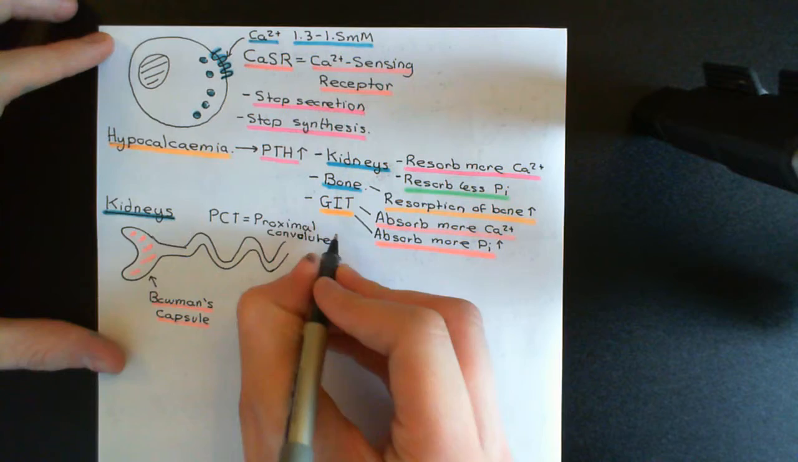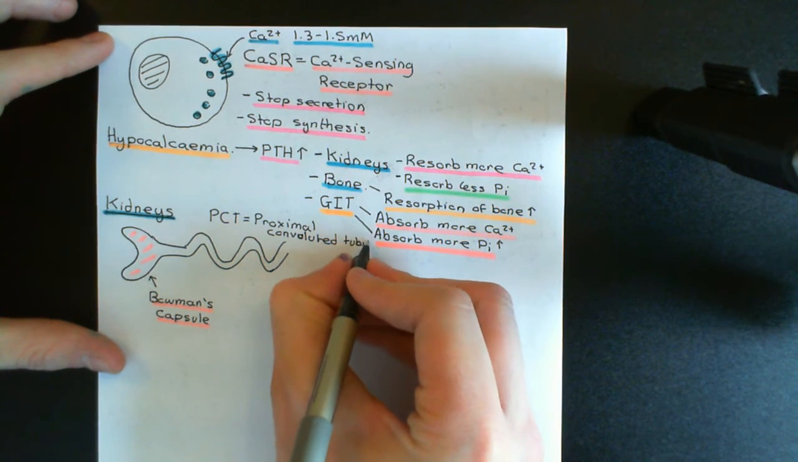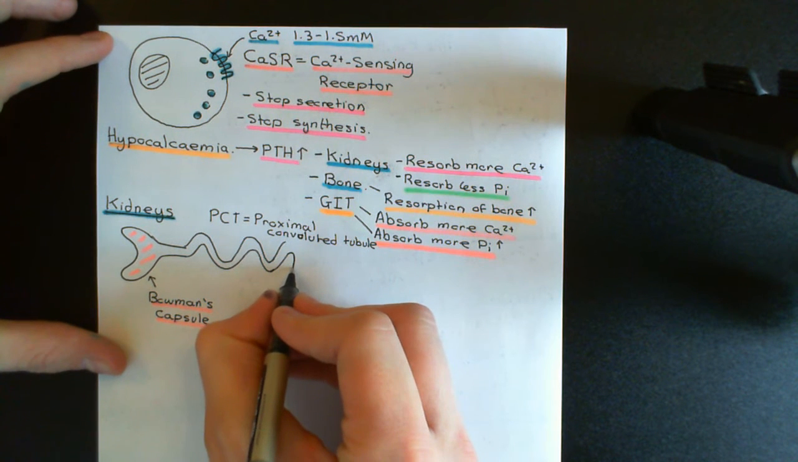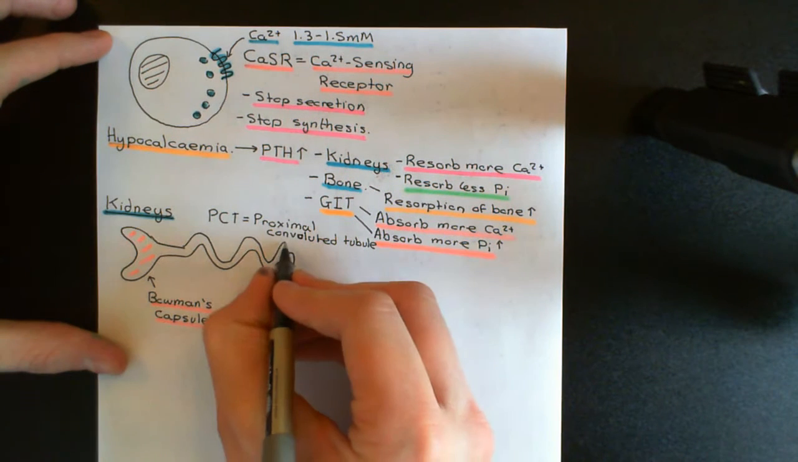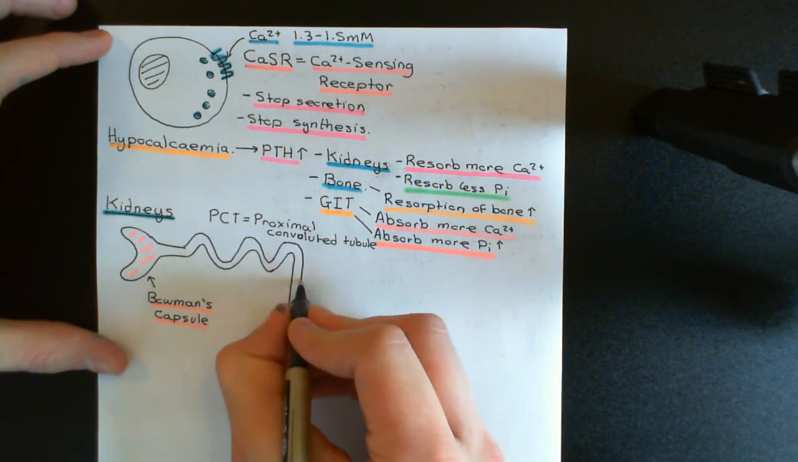Convoluted, like so. Okay, and then it's tubule. I'll try and squeeze this in here. So proximal convoluted tubule, and then the proximal convoluted tubule ducts down. So we now have the loop of Henle following the proximal convoluted tubule, and the loop of Henle, remember, ducts down into a lower portion of the kidney.